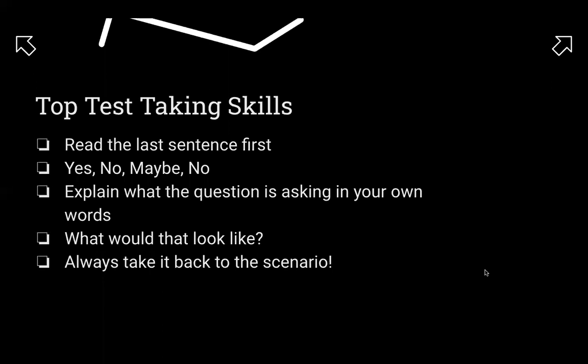We'll obviously teach you some test taking skills. So our top tips when it comes to taking your test are as follows. We'll practice these throughout this weekend that we do. We'll also practice it a little bit tonight.